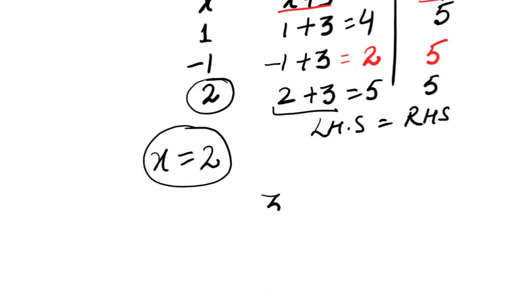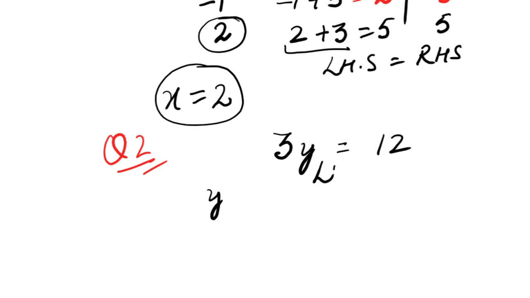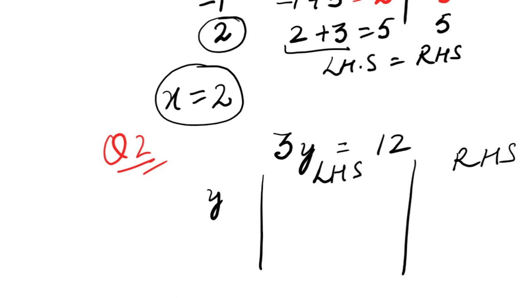Let's try one more sum. Suppose I have written 3x is equal to 12. This is the equation, question number 2. Or you can take another variable, 3y is equal to 12. So now we have the variable y. In the left hand side, we have 3y, and in the right hand side we have 12.